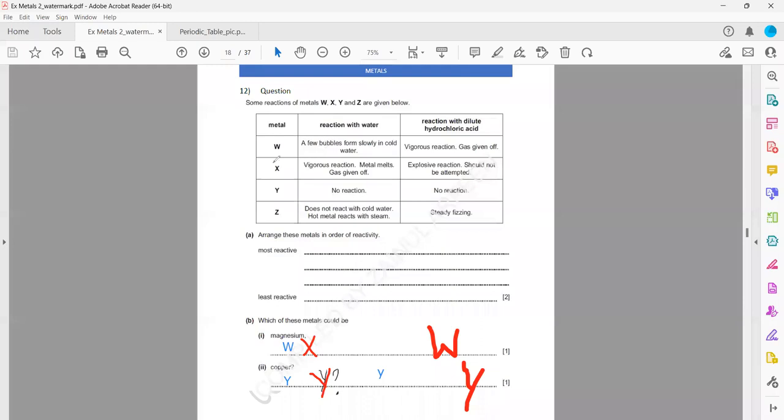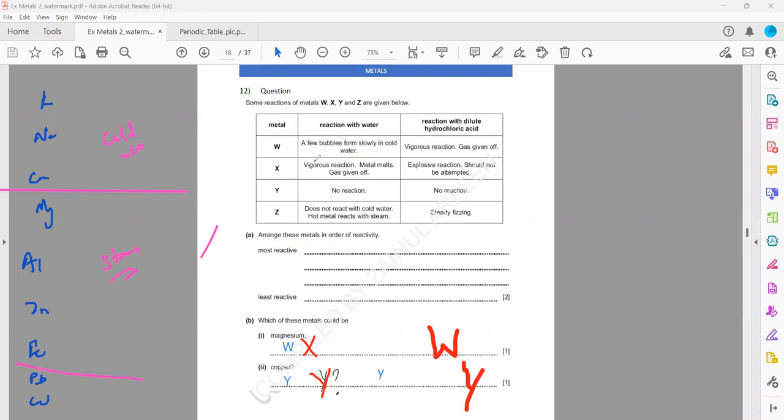So when we talk about the reactivity, we have potassium, sodium, calcium, magnesium, aluminium, zinc, iron, lead, and then copper. Potassium, sodium, and calcium can react with cold water. They are high in the series. Magnesium reacts very slowly with cold water, and metals usually react with steam down to iron.